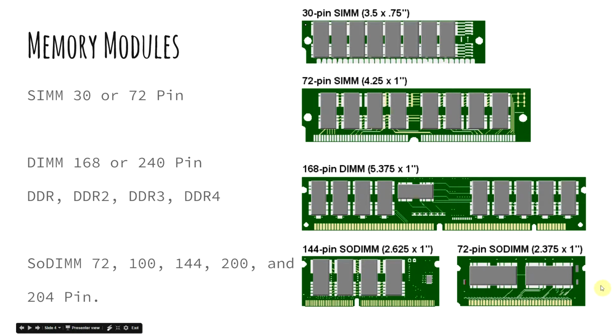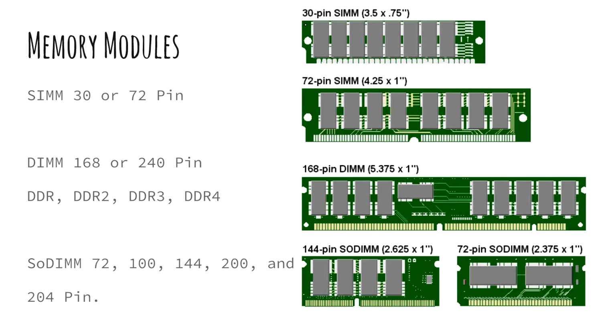With your memory modules, you have a couple of different types here. You have your SIMMs, your DIMMs, and your SODIMMs. This can be really important because your SIMM is your single inline memory module. Your DIMM is your dual inline memory module. Basically all that really means is that the single input memory module means that you have memory on one side, dual means that you have memory on both sides of the chip.